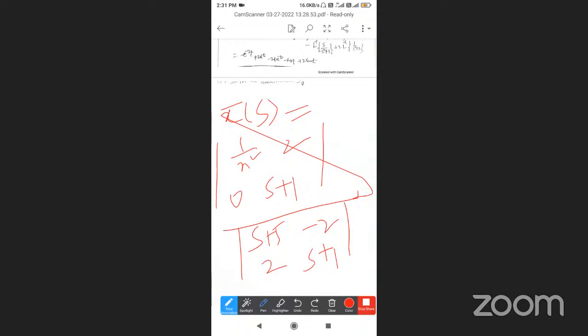So x̄(s) is equal to (s + 1) / (s²(s + 3)²). This is x̄(s). So we have to use partial fractions on (s + 1) / (s²(s + 3)²). What are the partial fractions?